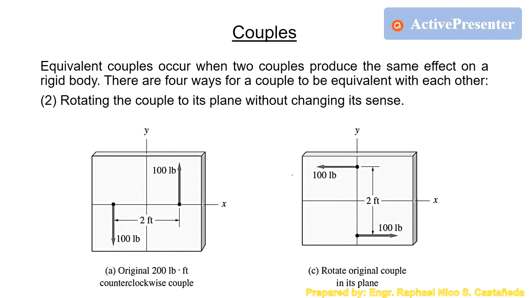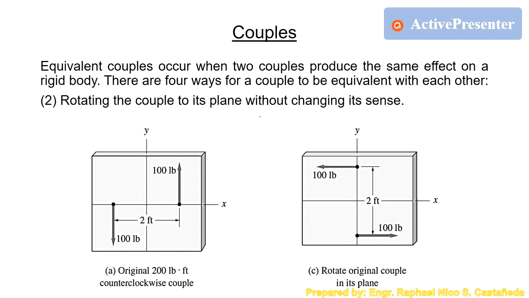We can also change this one into 200-pound forces that are 1 foot apart, meaning we apply rule number 1 and rule number 2 at the same time. So it is still considered an equivalent couple, because we can apply the rules at the same time.